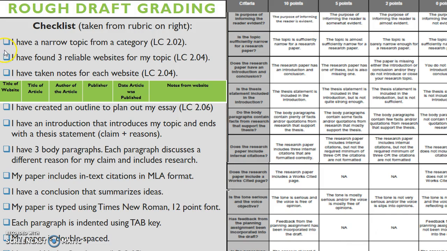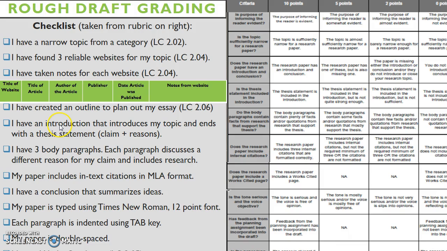So starting with, you have a narrow topic from a category. That's your planning assignment, LC 2.2. You found 3 reliable websites for your topic. That's your LC 2.4. You've taken notes for each website. Again, that's your LC 2.4. So completing those planning assignments are really important because they're building into your final grade for your rough draft. You've created an outline to plan out your essay. That's your 2.6. Just a roadmap, just bullet points, whatever you want, just notes in each box for what you plan to include in your paper.